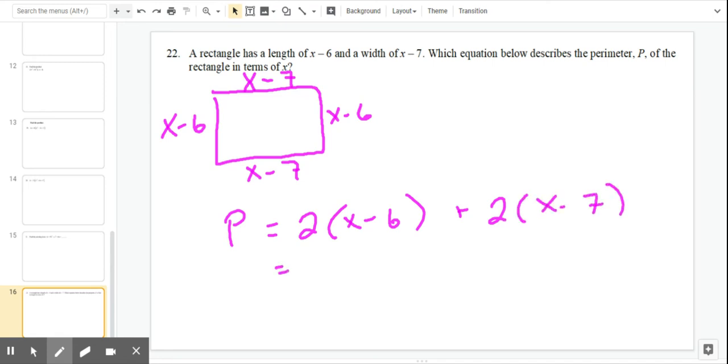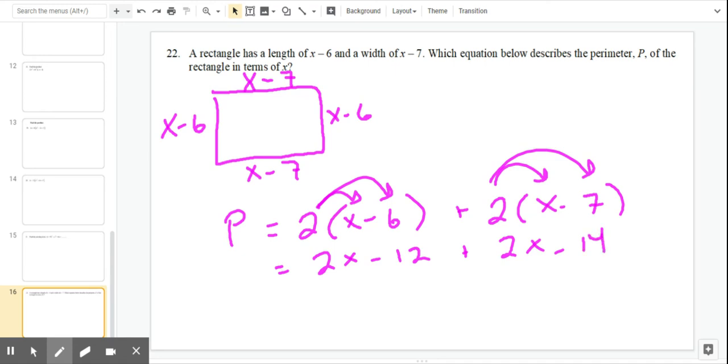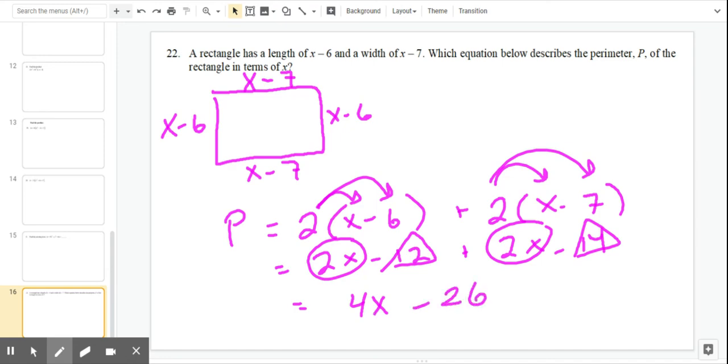And then let's distribute. So 2x, and then 2 times 6 is minus 12, plus 2x, then 2 times 7 is minus 14. And then we combine like terms. So we have 2x and 2x. That would give us 4x. And then minus 12 minus 14. So that's going to give us negative 26. So this is our equation for perimeter.